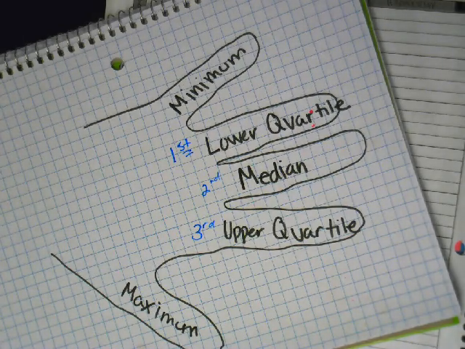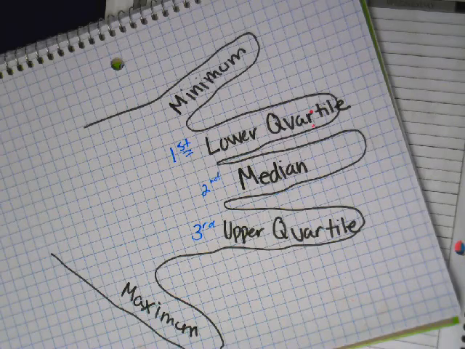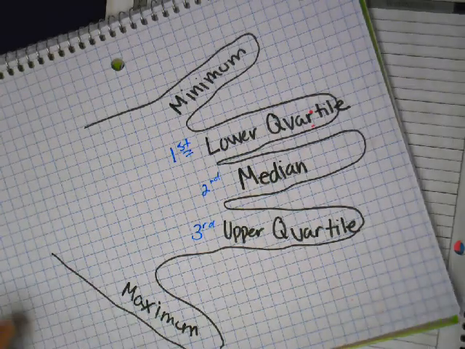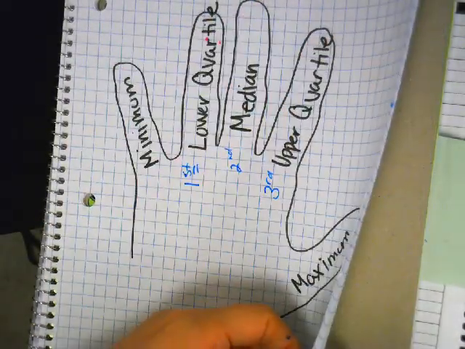So when we look at a box and whisker plot, they have 5 dots. Each dot represents one of these in order. So your left hand goes in order of these dots: minimum, lower quartile, median, upper quartile, maximum. Okay? So I'm going to show you how to create a box and whisker plot using some data. I'm going to save this here. I'm going to use it a little bit later.